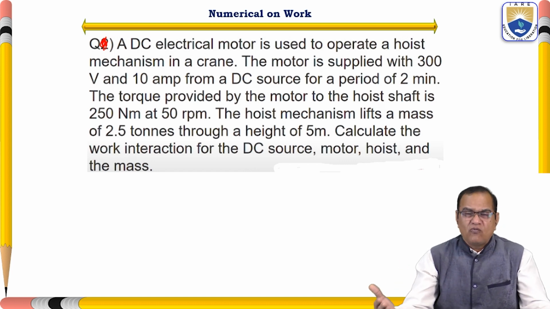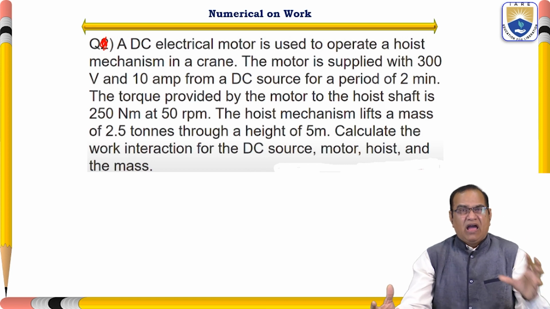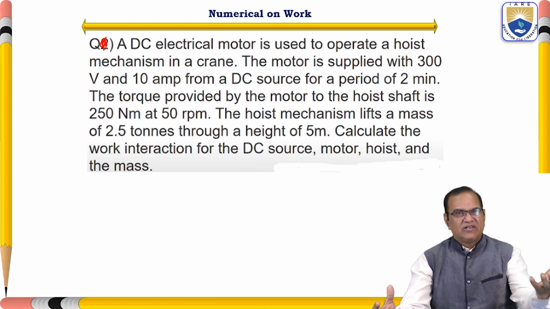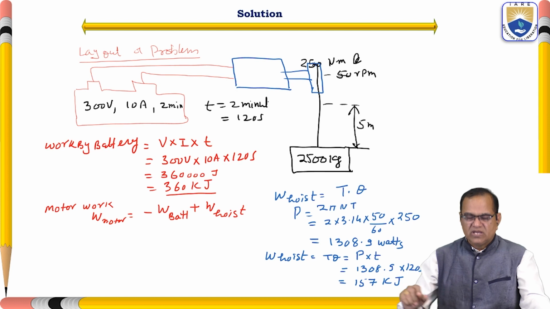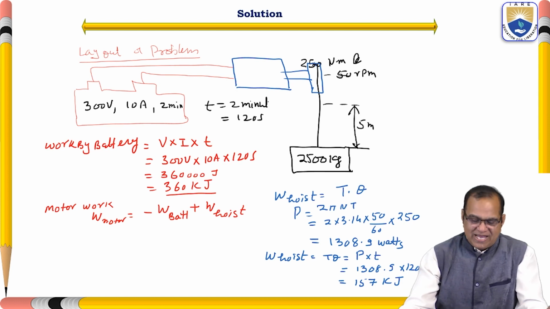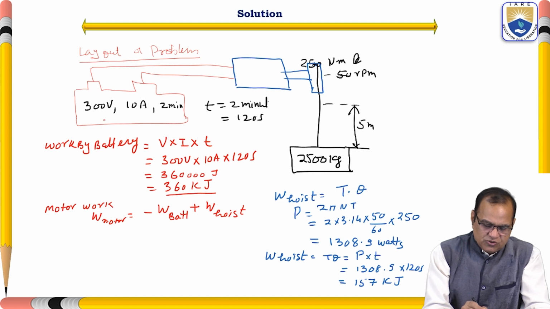So I will go first with a diagram. In that diagram we will discuss, I will write all the parts and then what things are given in the problem, that also we have to discuss. So here we can see the solution. Here is one DC source. This is the motor here.